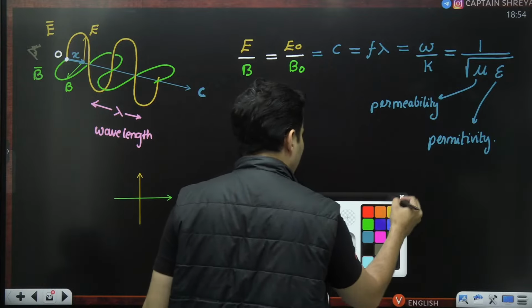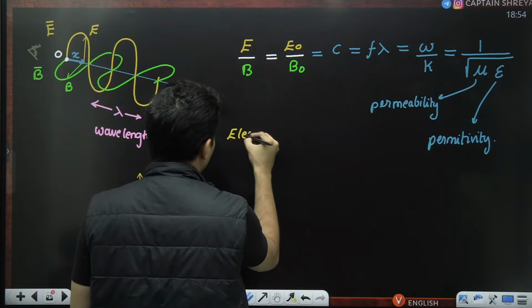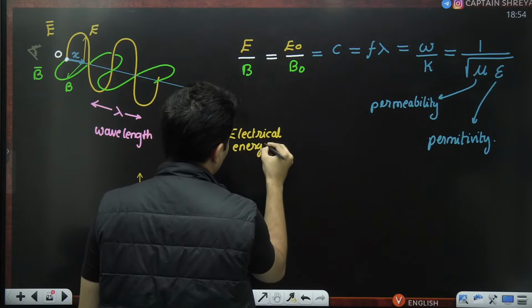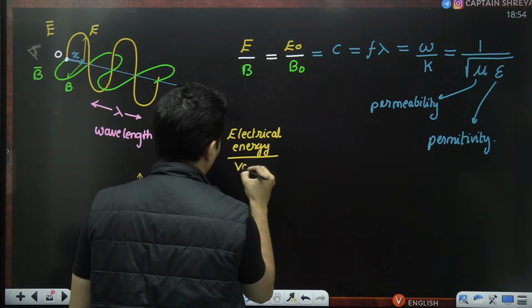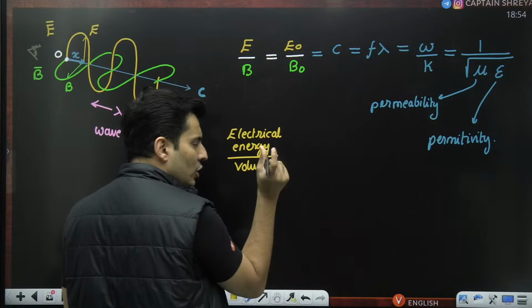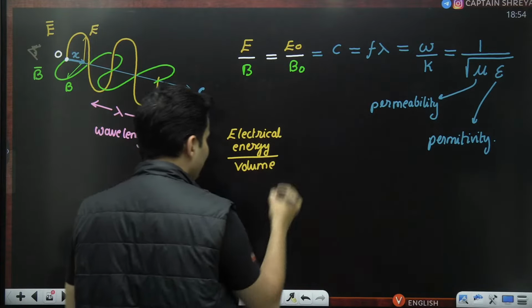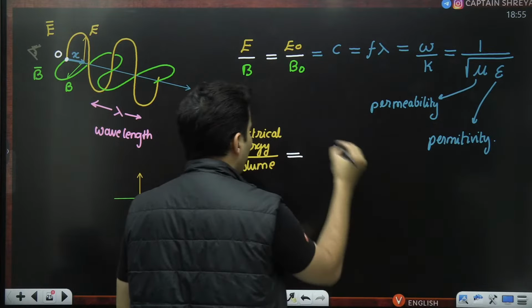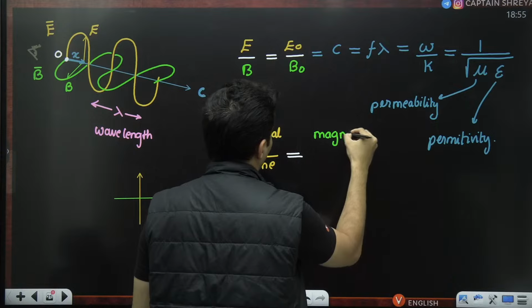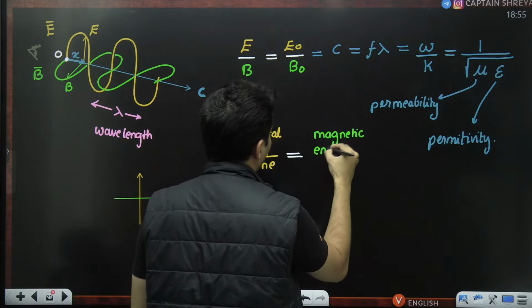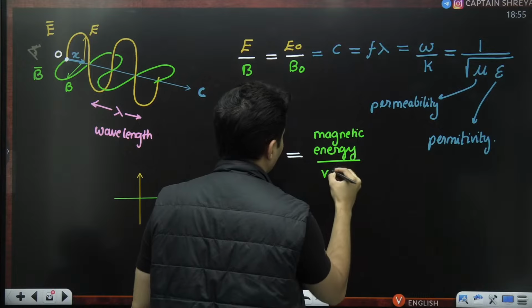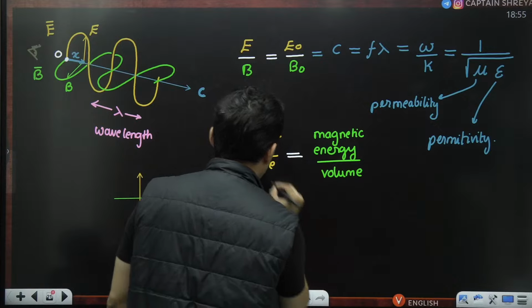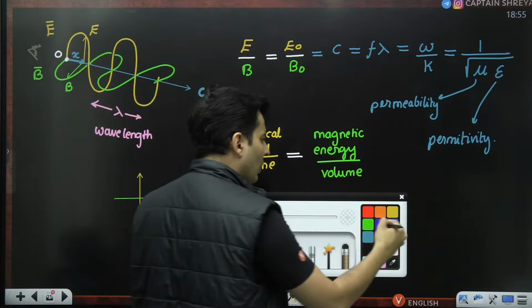The amount of electrical energy per unit volume. If you take 1 meter cube of space, how much electrical energy it is carrying will be exactly equal to how much magnetic energy it carries, per unit volume. Do we already know the formula for electrical and magnetic energy? I think we already know.